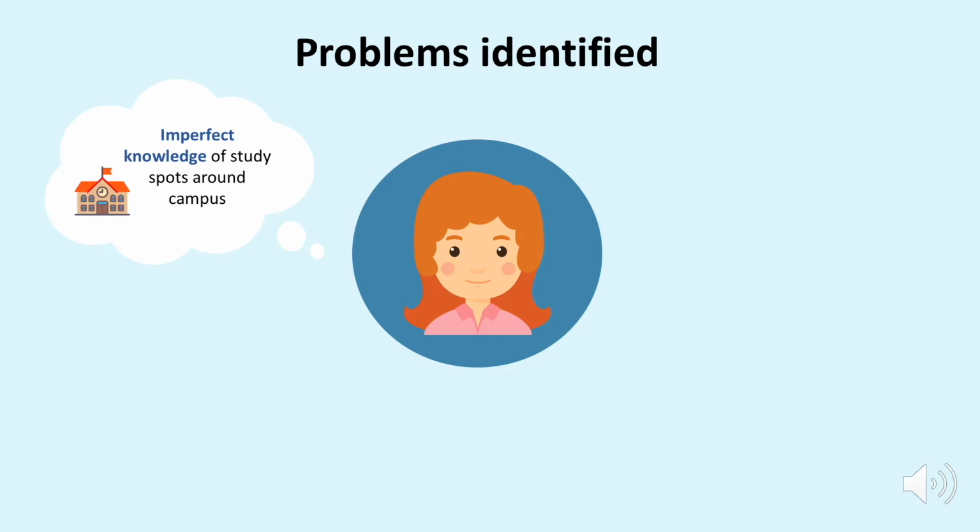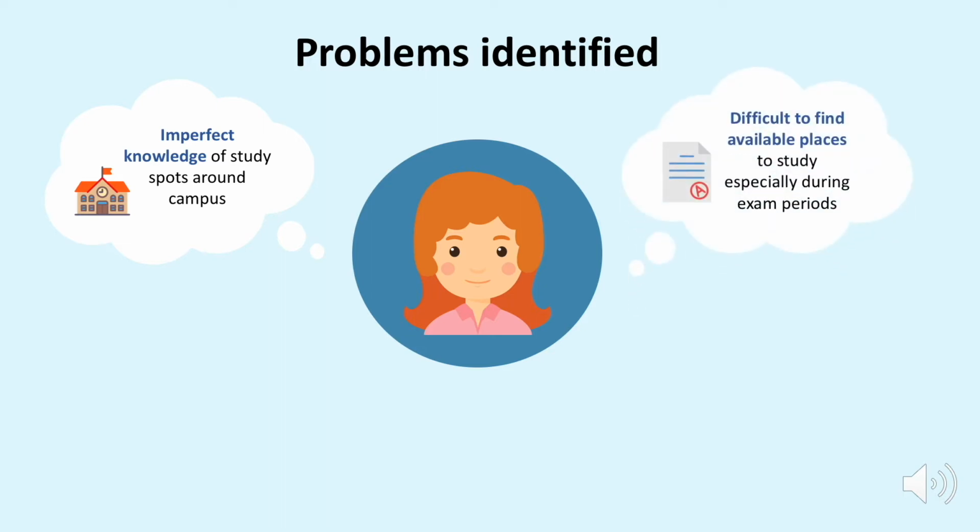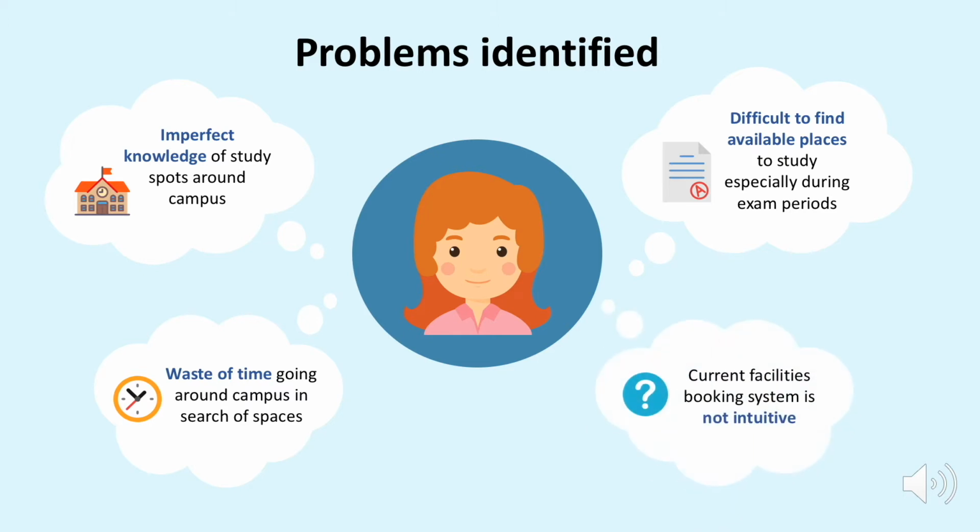The second problem is that it is also very difficult to find available spaces to study, especially during exam periods like midterms and finals. Which also leads us to our third problem. Because students do not know what spaces are available or not, we end up wasting our time going around campus to search for spaces to study. This is very inefficient because time is very critical, especially during exam periods. And lastly, the current facilities booking system is also not intuitive enough.